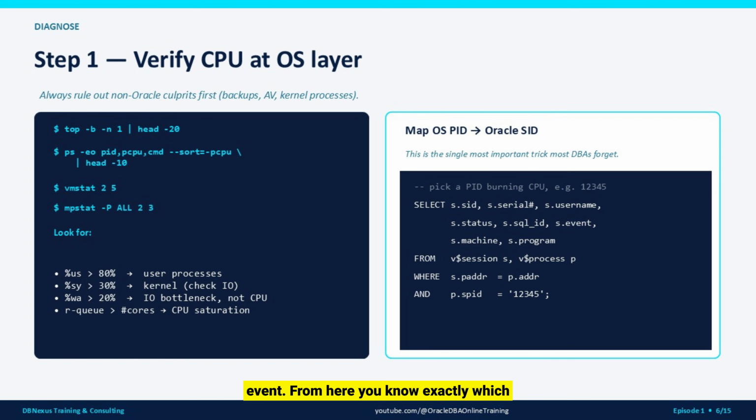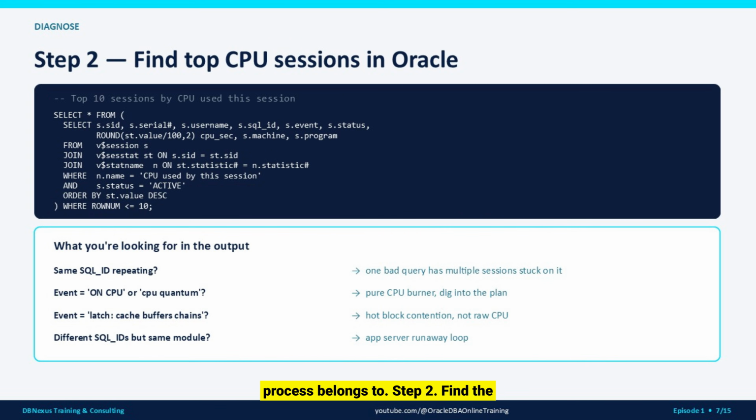From here, you know exactly which Oracle session that one operating system process belongs to. Step 2. Find the top CPU sessions inside Oracle. Now we go inside the database. V$session joined to V$sesstat gives us the top CPU burners right now. Read the output carefully. You are looking for patterns.